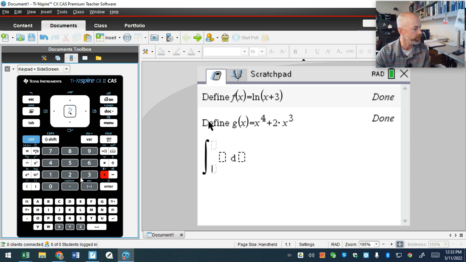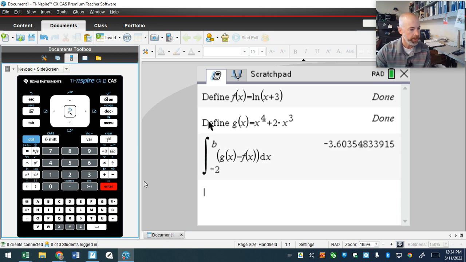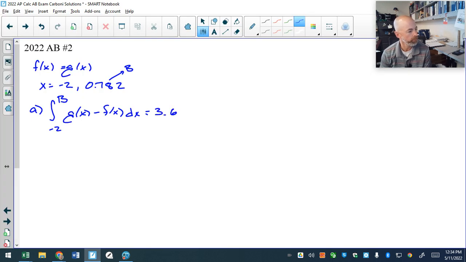So I'm going to go here, shift plus -2 to B of g of x minus f of x, and I may have done that backwards. If I did, it will give me a negative answer, and it did, but that means the answer is actually 3.6035, which you can round up to 4, or you can truncate to 3.603. I'll write 3.6035.